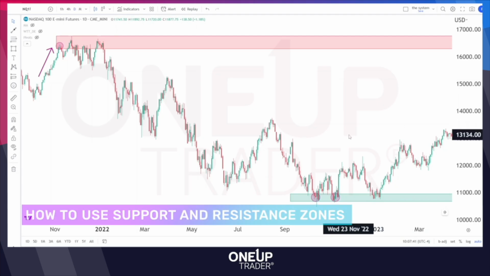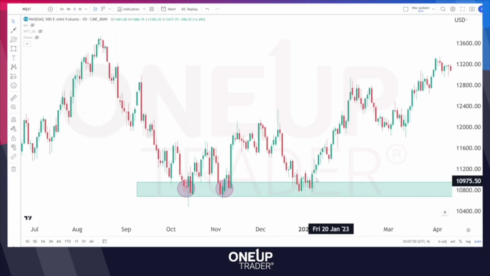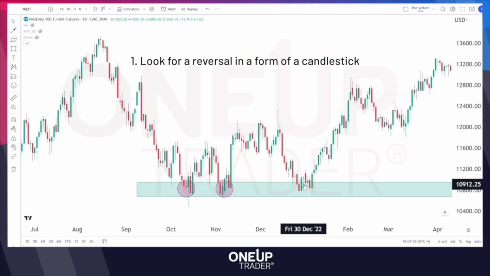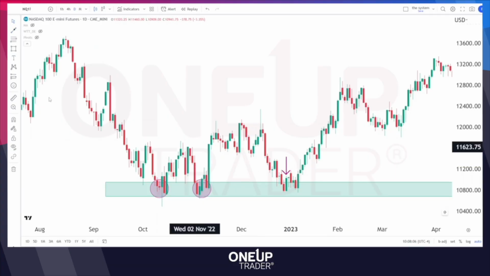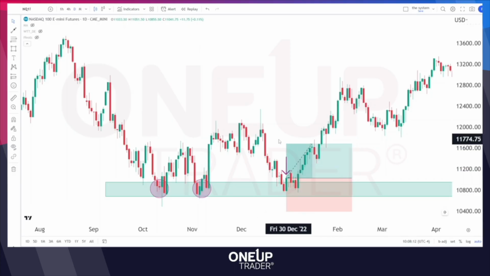Moving on to how we can actually take advantage of these zones. This is how we would do it. Once we've connected our support zone, which you've got here, we've got the third and final test of this support zone. And what we would be looking for is 2 things. The first thing is we can either look for a reversal in the form of a candlestick. And you can see here, we've got a bullish engulfer, and we would take our long trade over there. So we take a long trade there and we place our stop loss below the low of the support zone.